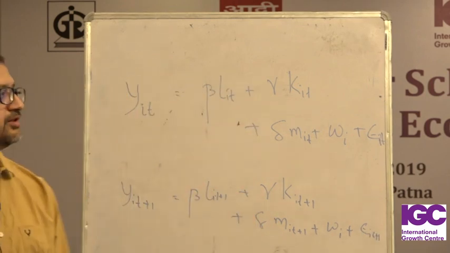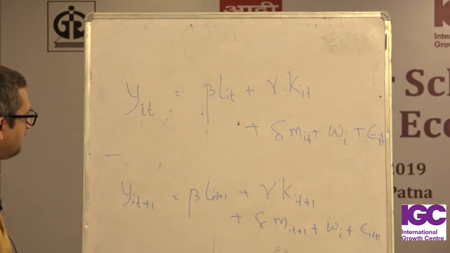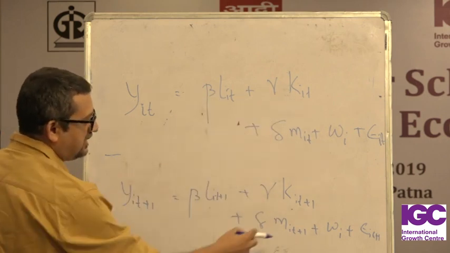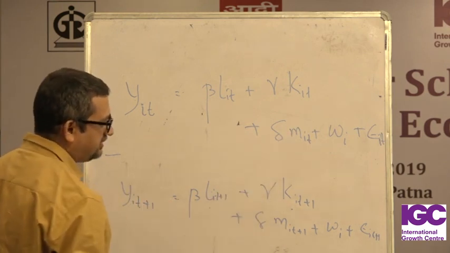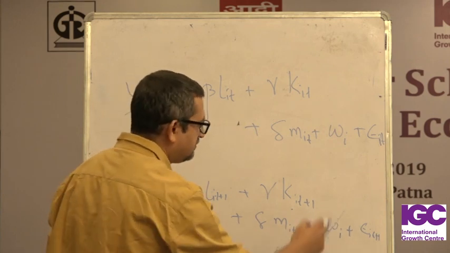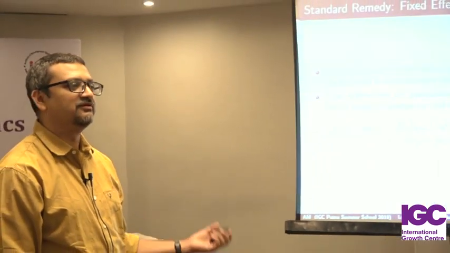Okay? So now I use a trick. Let's subtract this. If I subtract, I'll get beta times L i t plus 1 minus L i t, K i t plus 1 minus K i t, M i t plus 1 minus M i t. But since how smart the firm is is the same over time, that cancels out, and we are left with epsilon i t plus 1 minus epsilon i t. Now if I do a simple OLS regression of the changes on changes, you observe that omega i, which is the problematic variable, is differenced out.